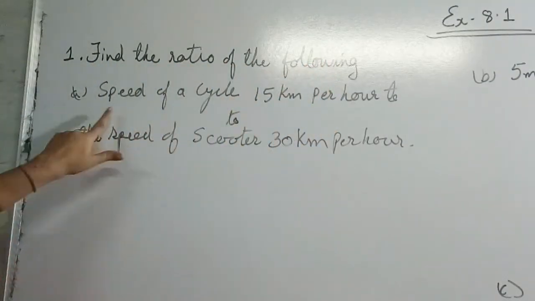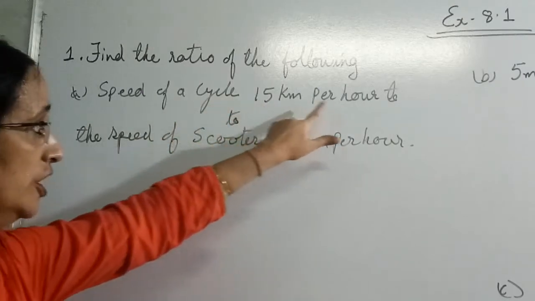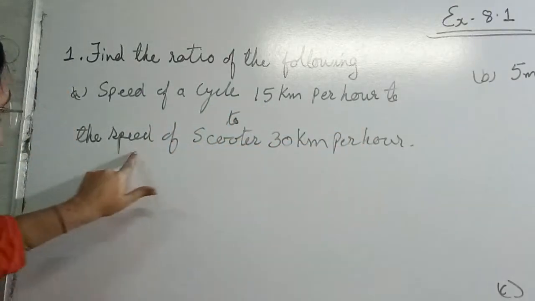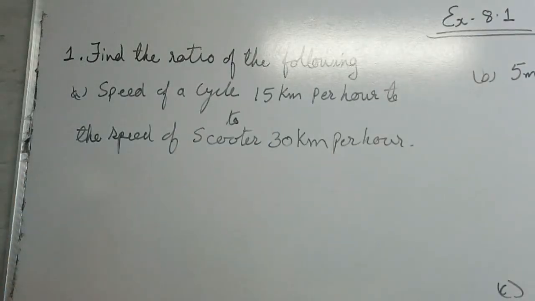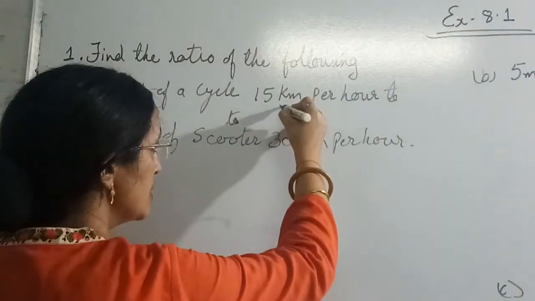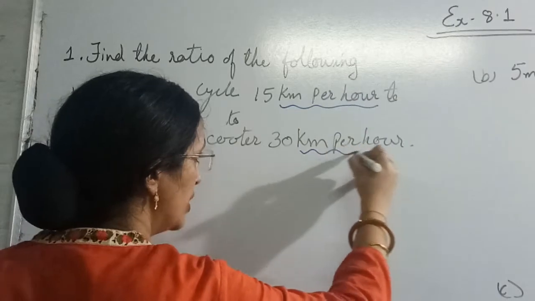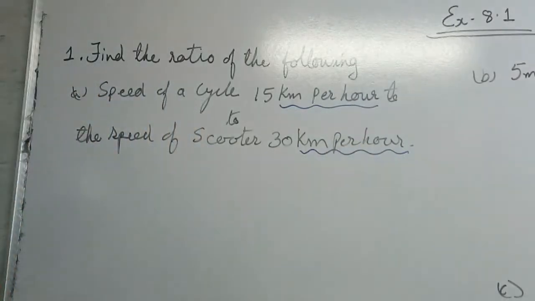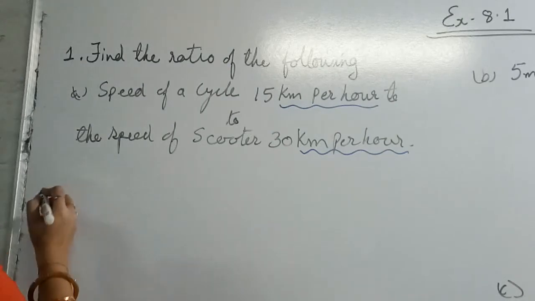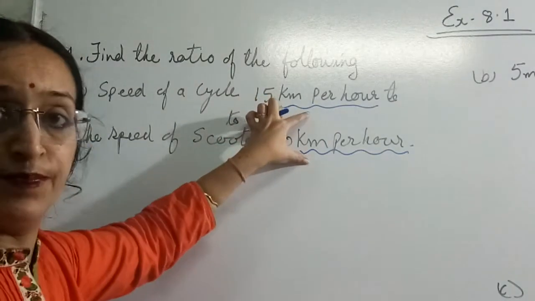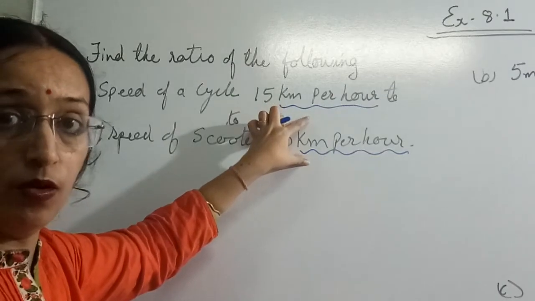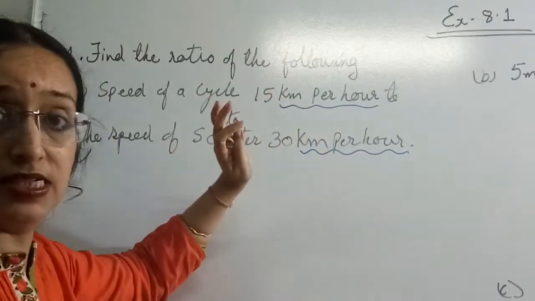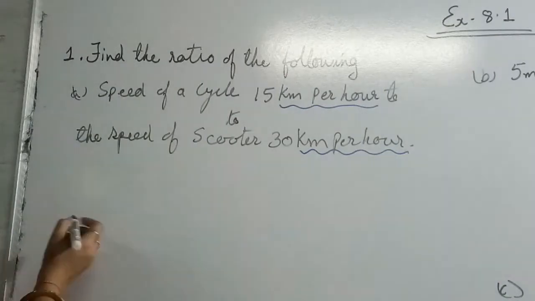The speed of a cycle, 15 km per hour, to the speed of a scooter, 30 km per hour. Now you can observe here the unit is kilometer per hour and kilometer per hour, so the units are the same. So what will be the ratio? The first step is to make the units the same so that they can be cancelled out.